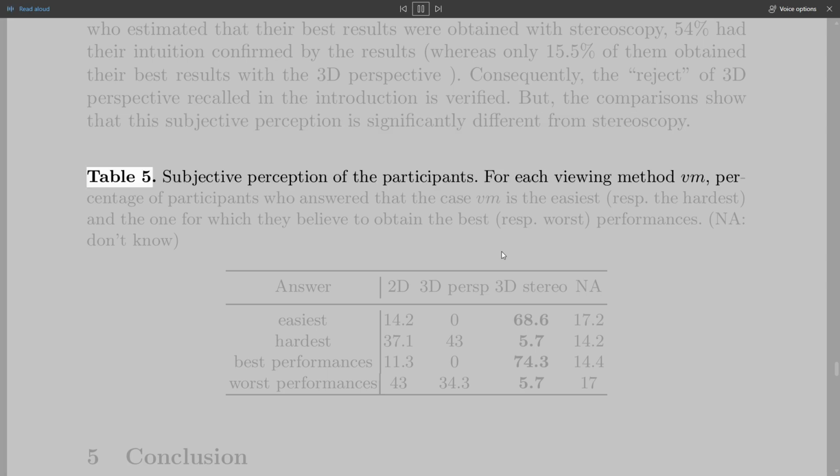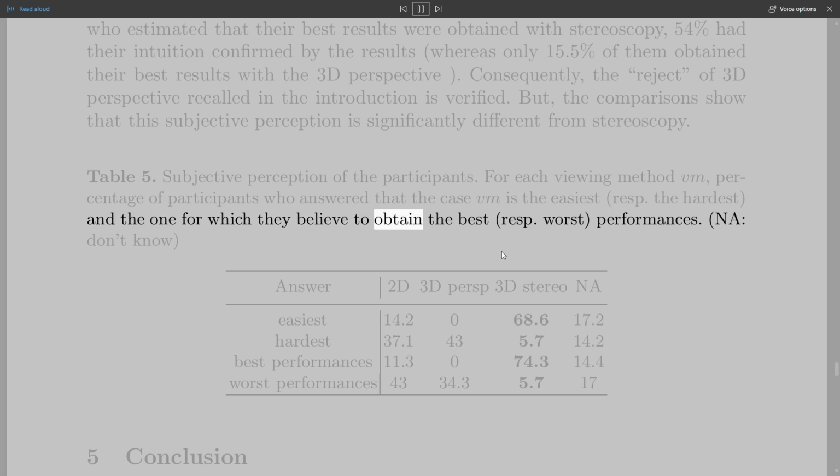Table 5. Subjective perception of the participants. For each viewing method VM, percentage of participants who answered that the case VM is the easiest, respectively the hardest, and the one for which they believe to obtain the best, respectively worst, performances. NA, don't know answer. Easiest, hardest, 2D, 3D persp, 3D stereo, NA.